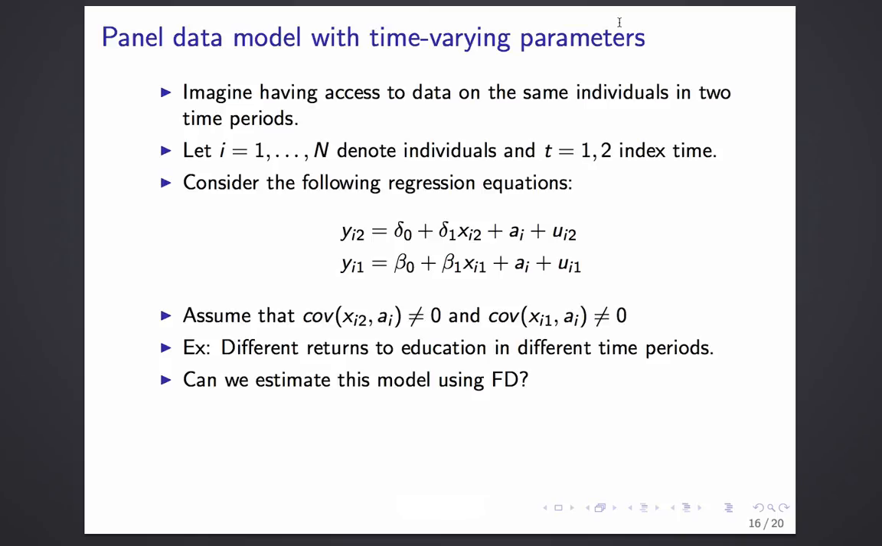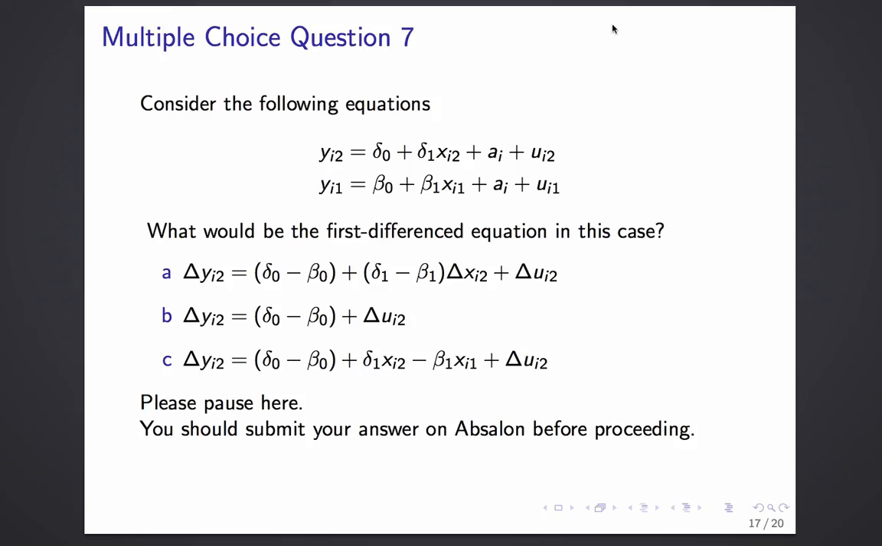Now we'll go through 3 multiple choice questions where you have to answer that. This is the first question. Consider the equations we had on the slide before. Now my question for you is, what is the first difference equation in this case? So you should get out a piece of paper and a pen and start calculating. You're given 3 answer options, and once you've done your calculations, you should pause the online lecture, go to Epsilon, and submit your answer.